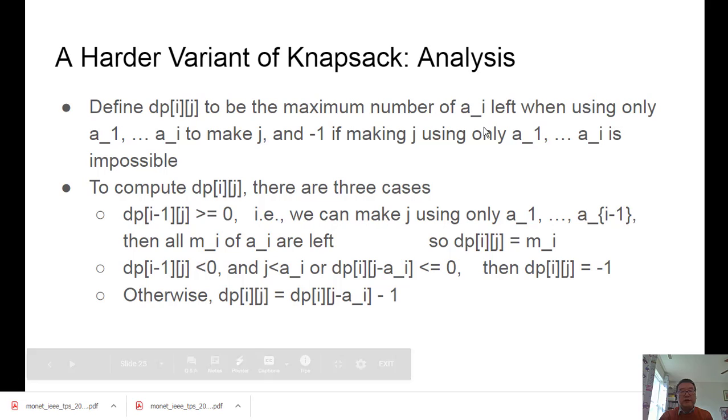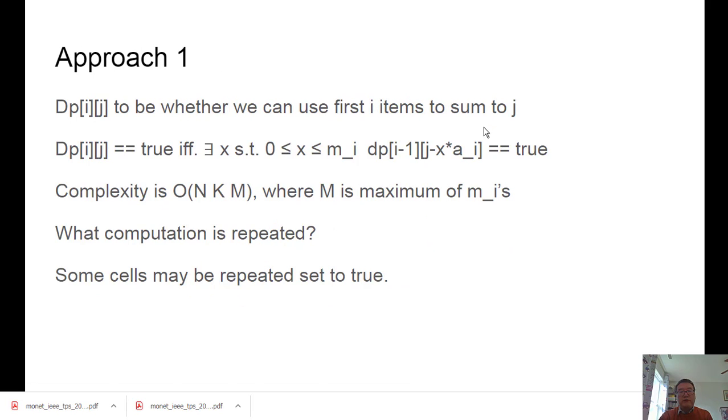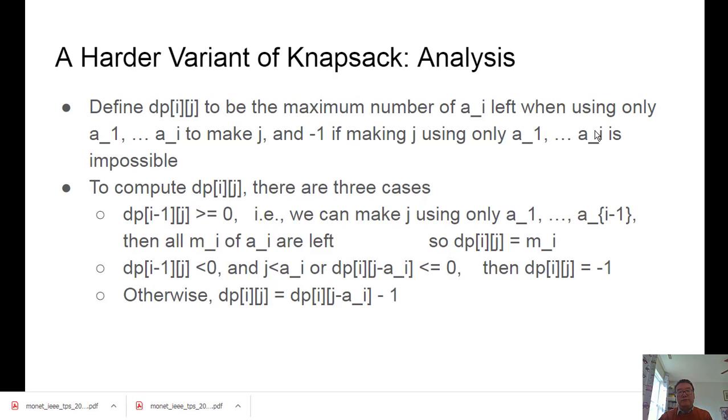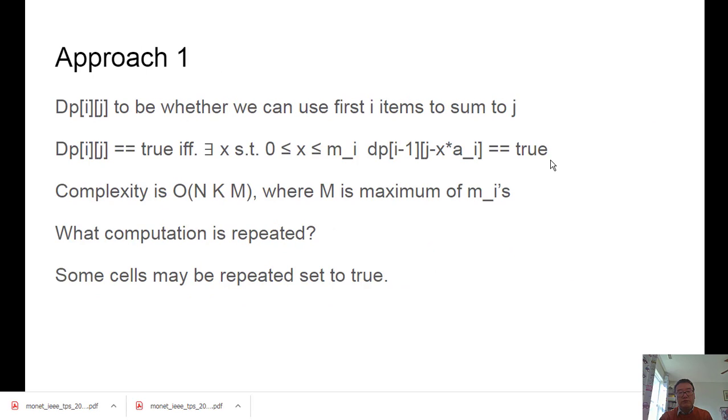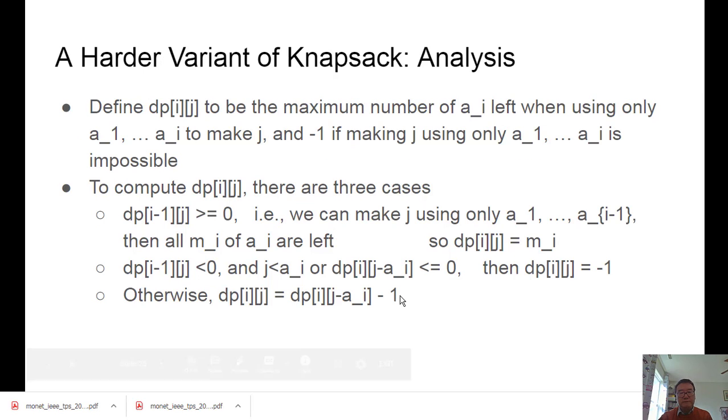By changing the array from a Boolean array of true false to store this extra state information, we reduced the complexity. So we have enough state information so that we don't have to repeat the computation.